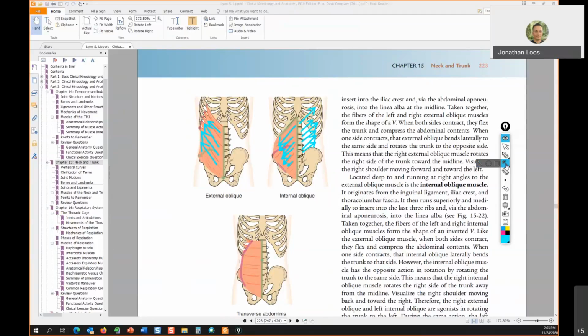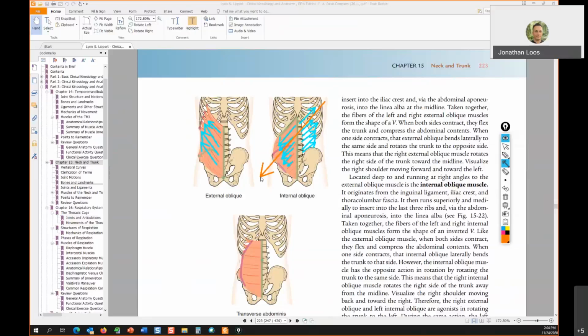So the overall resultant of those two movements together is that this is pulling down, pulling the rib cage this way. My left external oblique is pulling my rib cage this way, while at the same time down here, my right internal oblique is pulling forward. It's going to create this big moment arm down in that direction.